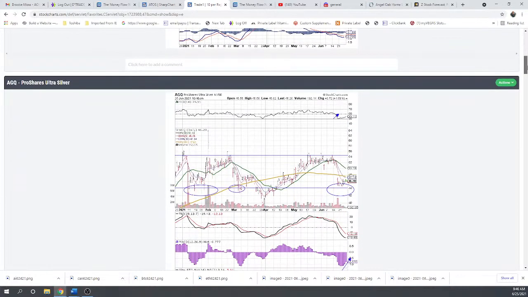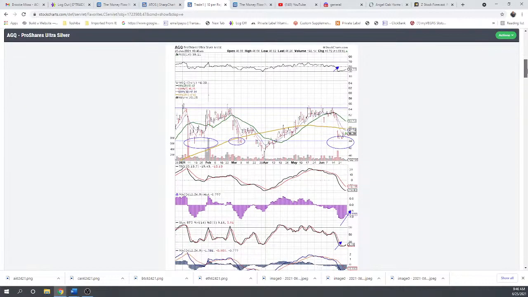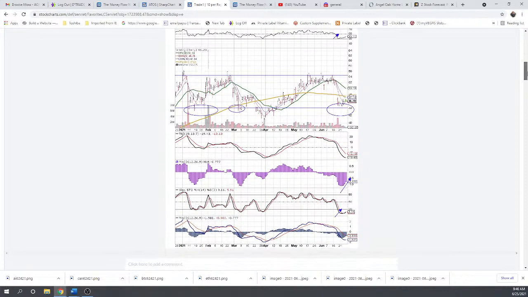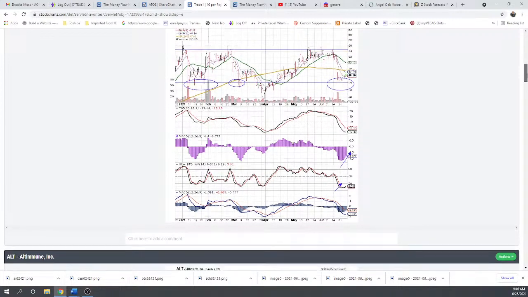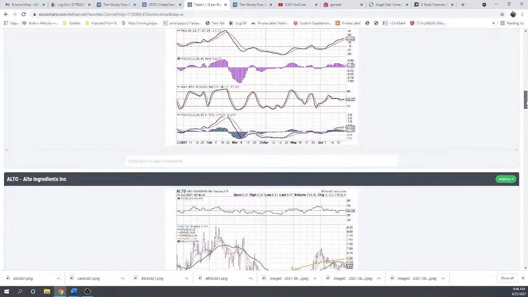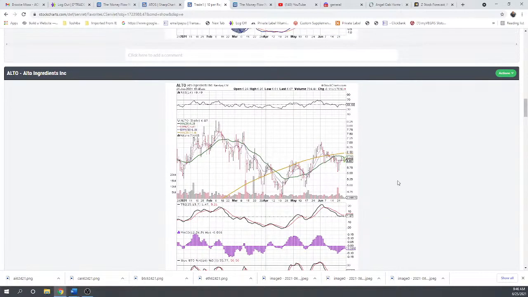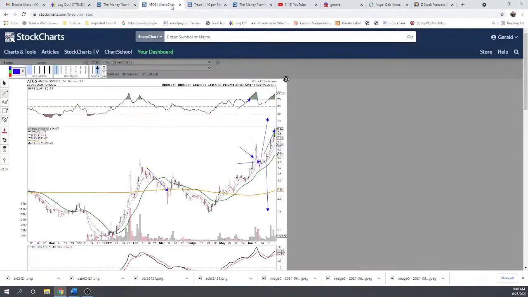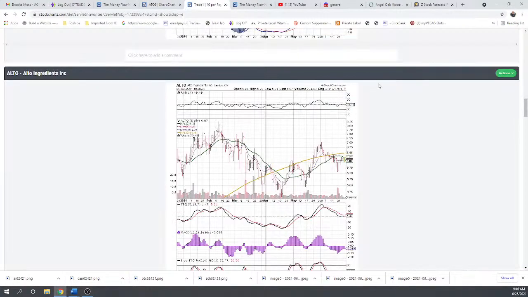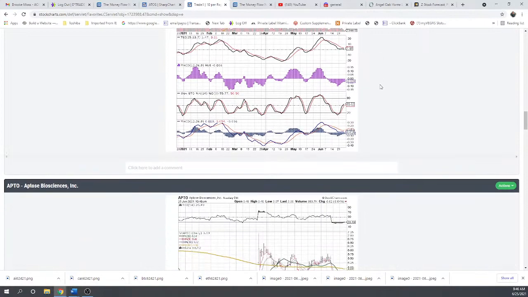Let's see. Silver, stage 1 setup. I'll post it. Silver, stage 1. ALTO running, stage 1. I'm not in this. Disclosure, I got out. It's on the penny stock newsletter, though. I'm out of it here, but I'm in all of these others, so you know. They're in the newsletter. I'm in them.